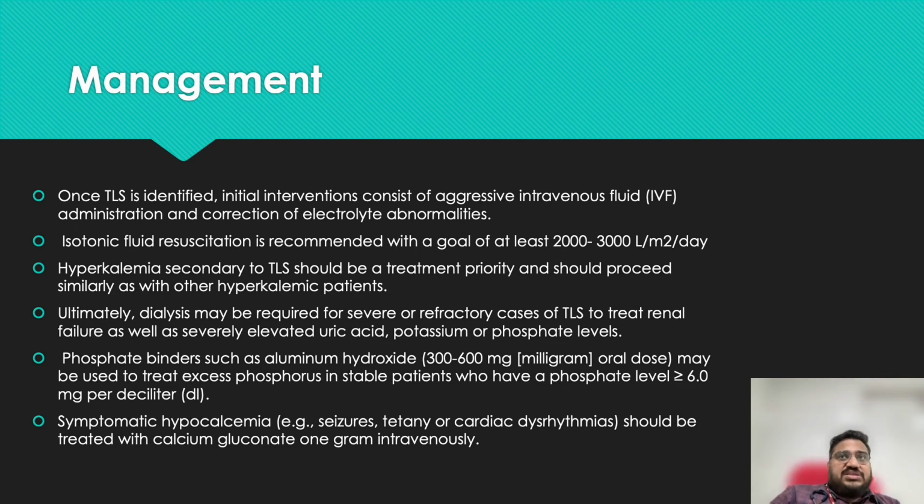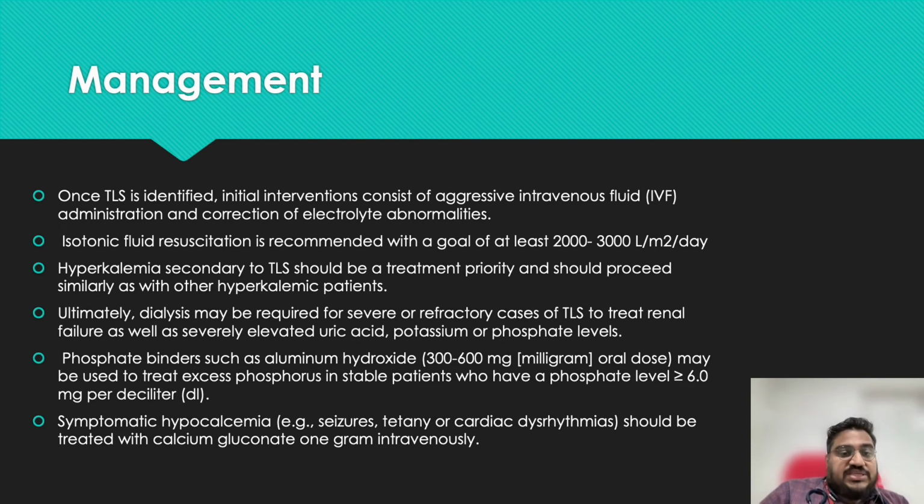And hyperkalemia, just like any other hyperkalemia management you need to do, if required calcium gluconate, if required GI bolus, you require Lasix, furosemide, potassium binders, even dialysis, you need to think about all those things when you are suspecting. But ultimately, dialysis may be required for severe refractory tumor lysis syndrome. So that is one important thing. So renal failure as well as severely elevated uric acid, potassium or phosphate level, definitely that patient requires dialysis.